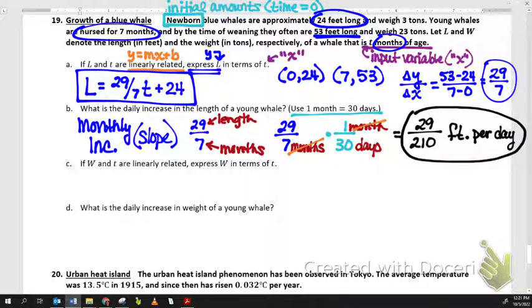Part C and D are exactly the same as A and B. The only difference being now we're shifting our attention to the weight instead of to the length. Do you guys want to go through this one, or do you want me to leave this one for you to do now that we have a model in A and B?